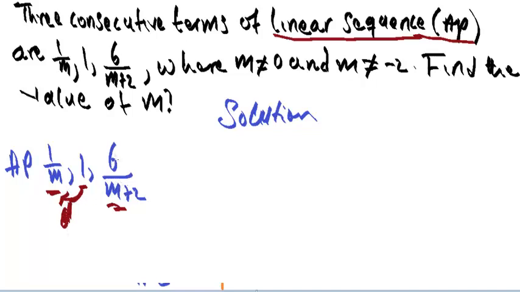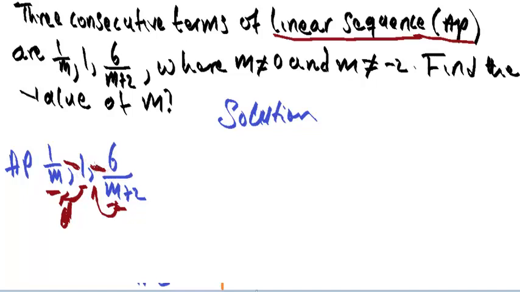And then the 6 over m plus 2 is also a term. If we also take this term and subtract 1 from it, there is also going to be a difference between this term and the 1. Then there will be a difference between the 1 and that of 1 over m. The difference between 1 and 1 over m is the same as the difference between 6 over m plus 2 and this one.